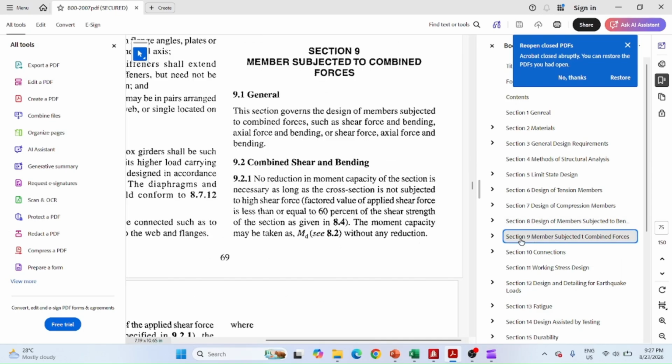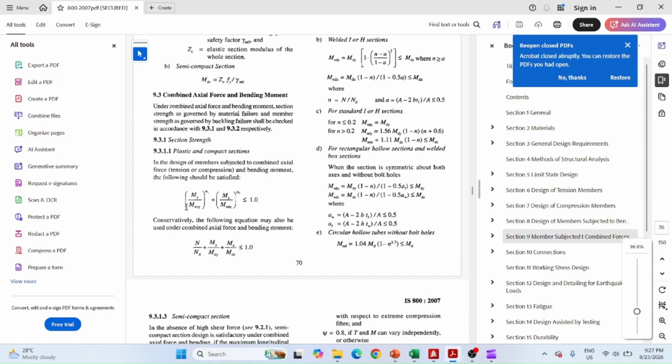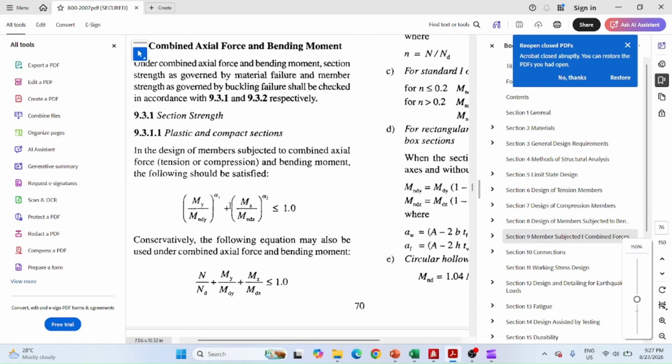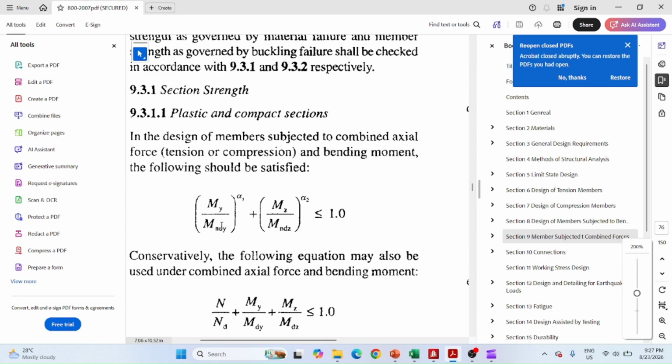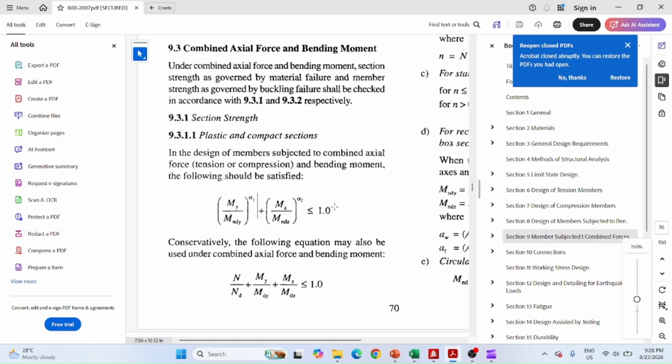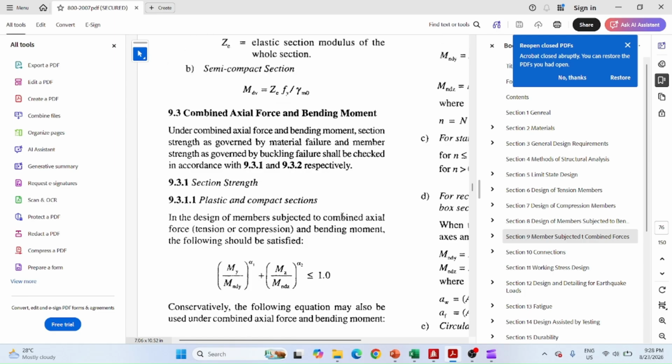And you can go to section 9 of the IS code. Here the formula for the interaction between axial force and bending moment is given. As per clause 9.3, you can see the interaction formula, that is My by Mndy to the power alpha 1 plus Mz by Mndz to the power alpha 2, and this value of interaction ratio should be less than or equal to 1. So guys, this was all about the design procedure for a laterally unsupported beam.